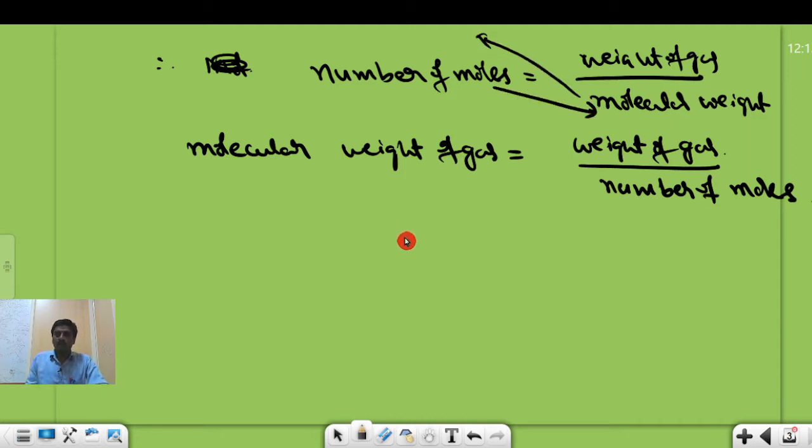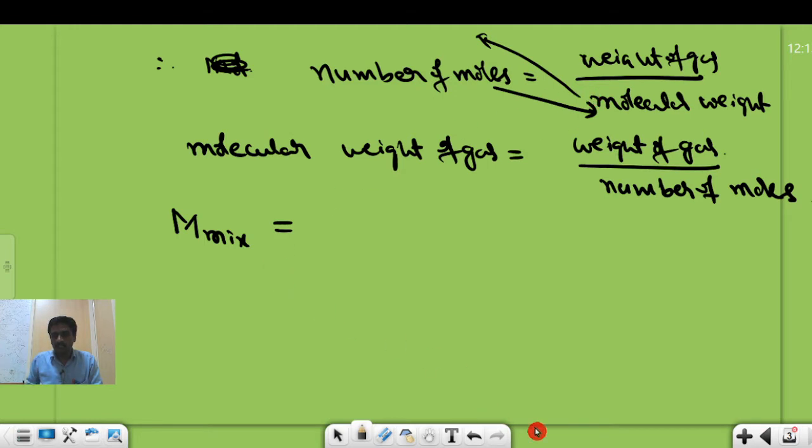Now our goal is to find out the molecular weight of the mixture of gas. I am taking the molecular weight of the mixture of gas as M mixture. This is equal to the total weight of the gas divided by total moles. What is the total weight of the gas?